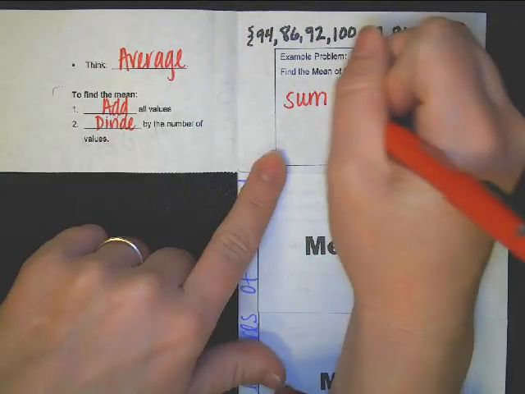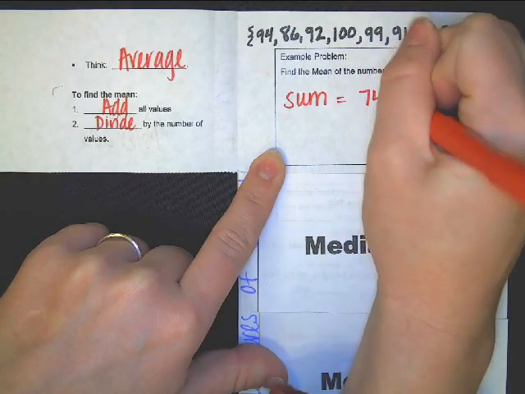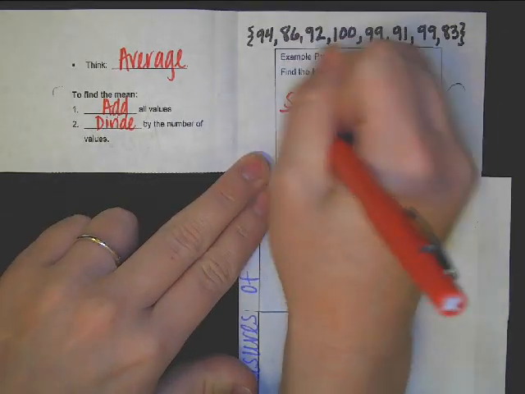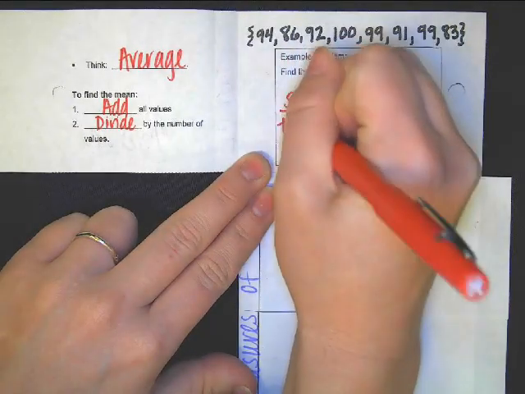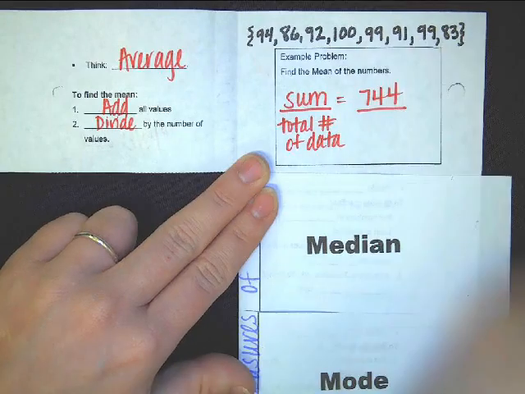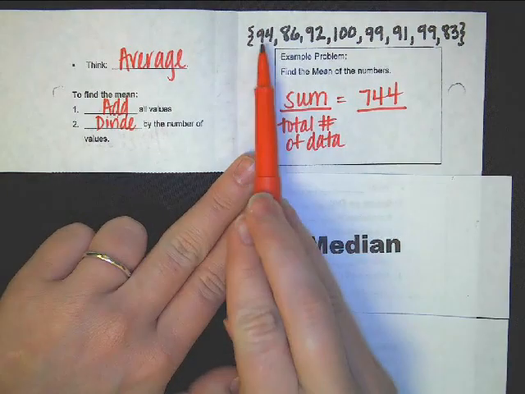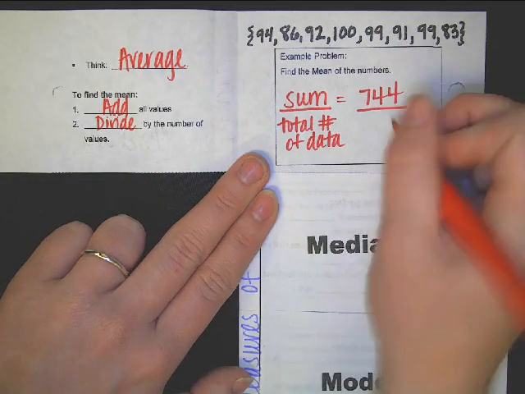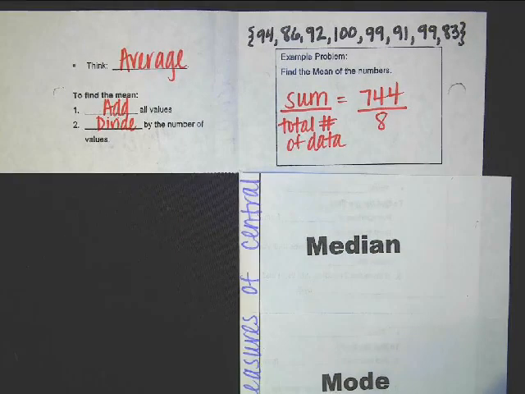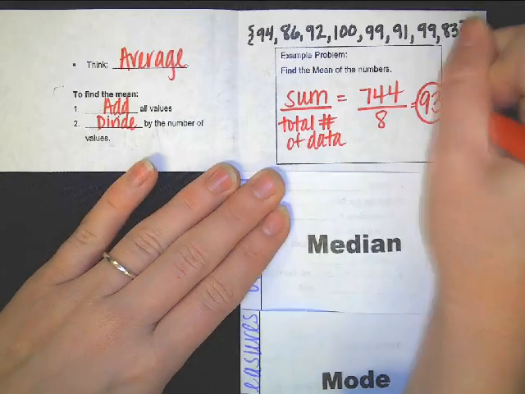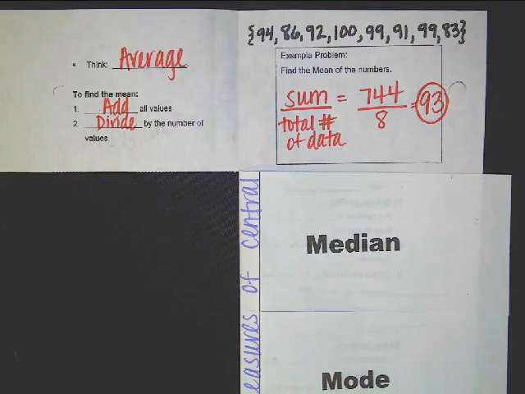When we add all the values, our answer is 744. Next thing we're going to do is take that sum and divide it by the total number of data. How many numbers do I have? Well, let's count it out. 1, 2, 3, 4, 5, 6, 7, 8. There's 8 total numbers in this set. So I'm going to say 744 divided by 8, and that answer is 93. The mean for this set is 93. Go ahead and click pause and make sure you're ready to move on.